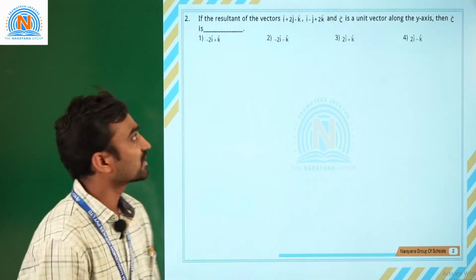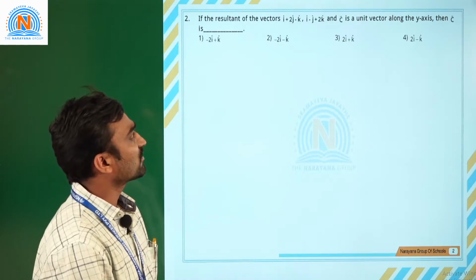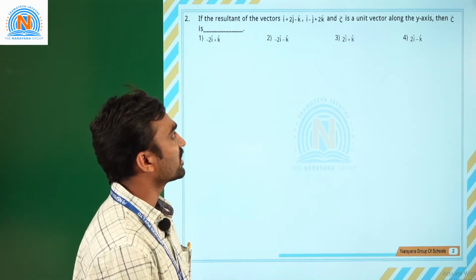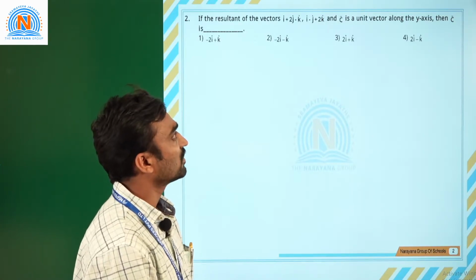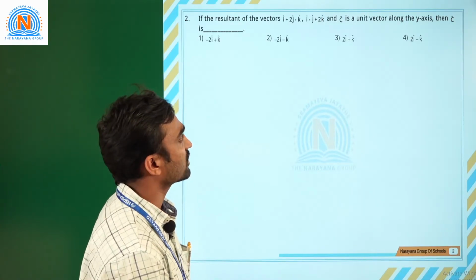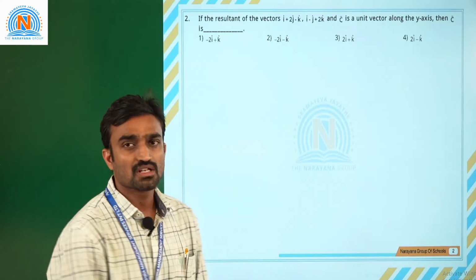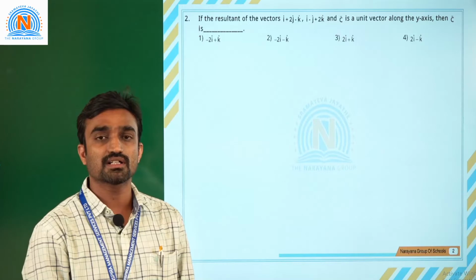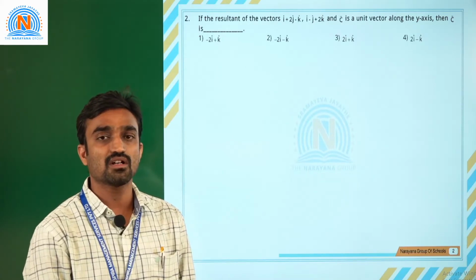So this is a simple question here. If the resultant of the two vectors i cap plus 2j cap minus k cap, comma, i cap minus j cap plus 2k cap, and c bar is a unit vector along y axis, then c bar is dash. So here they are given 3 vectors. So the resultant of all 3 vectors is a unit vector along y axis.